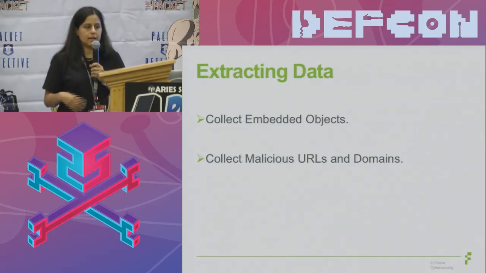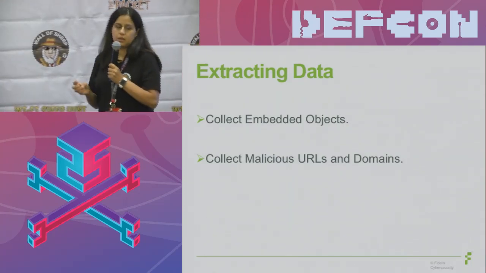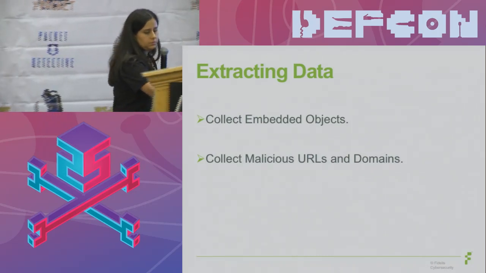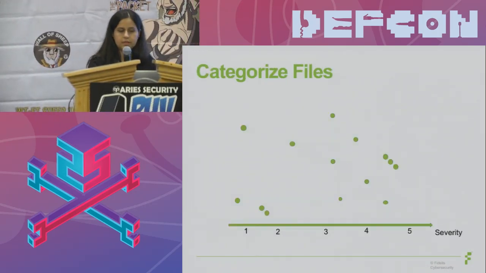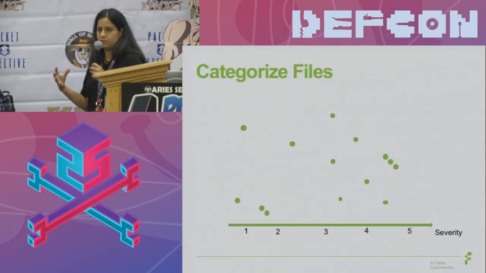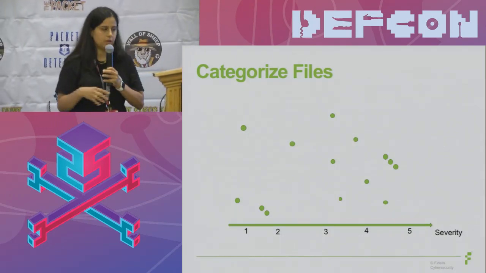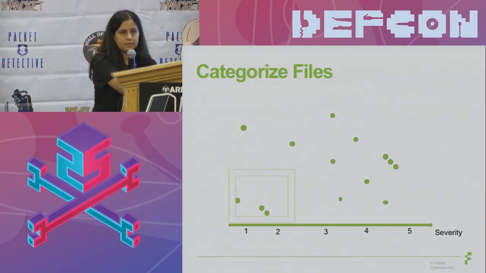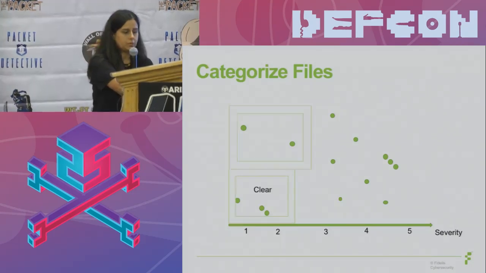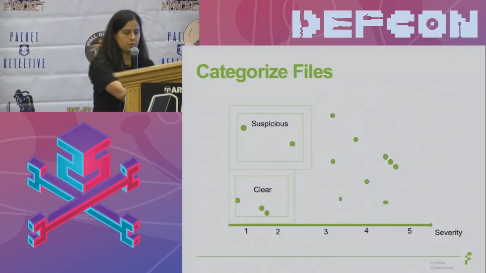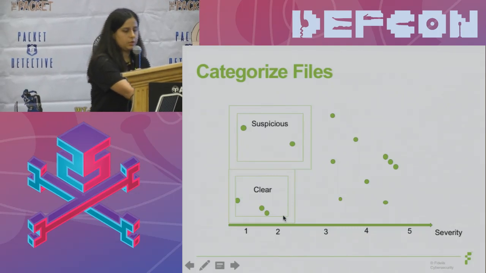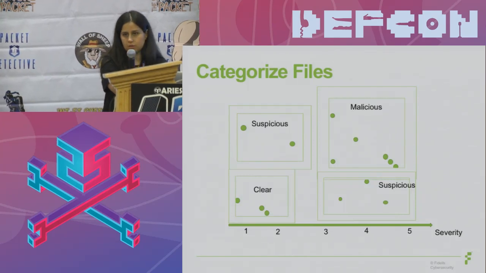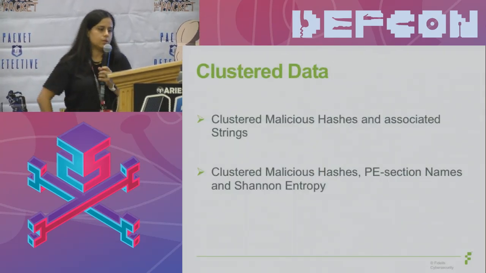It also extracts data, like it collects embedded objects, and it collects malicious URLs and domains. And it categorizes files. There is a flag and a severity that are used in combination. Depending on the algorithm applied to the file and the findings, a file could be categorized as clear with a low severity, like a 1 or 2, suspicious with higher severity, and malicious, of course, with higher severity. It also clusters data.